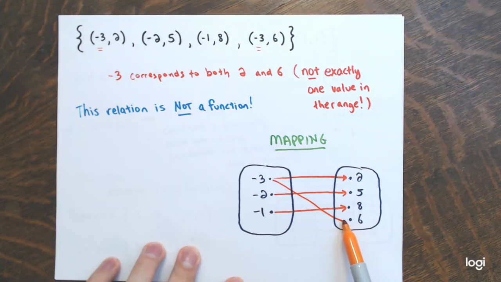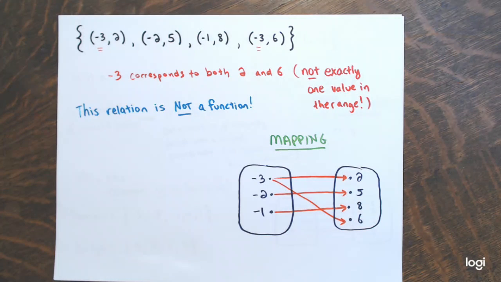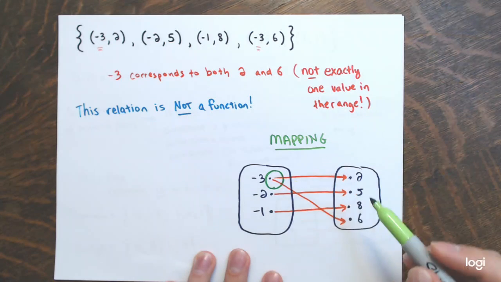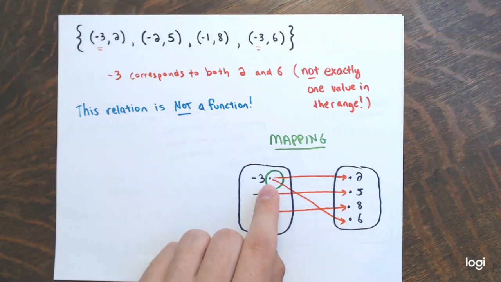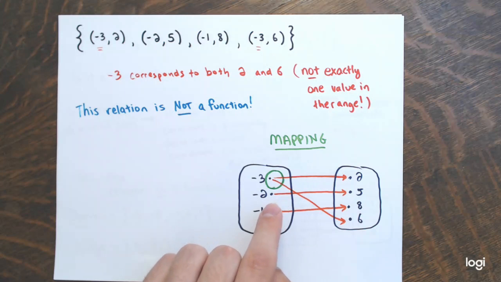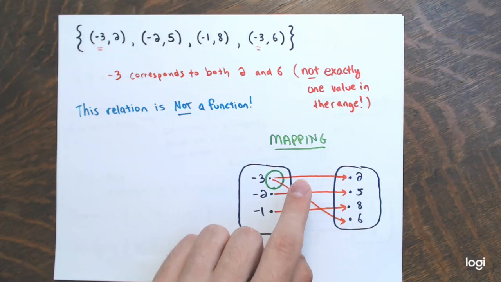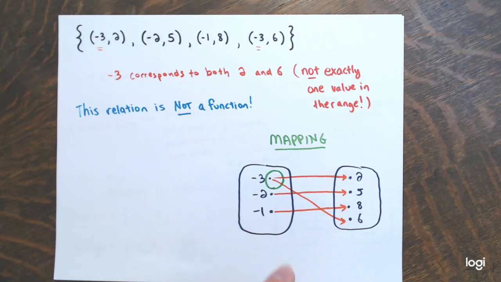So you see right here, just like in my second examples with the mappings, there is the issue of -3, right? -3 has, not exactly 1 arrow coming off like -2 and -1 have, but has 2 arrows coming off of it. So it doesn't satisfy the definition. All right, there's a value in the domain that doesn't have exactly 1 value it corresponds to in the range. So again, we would say that the relation is not a function.